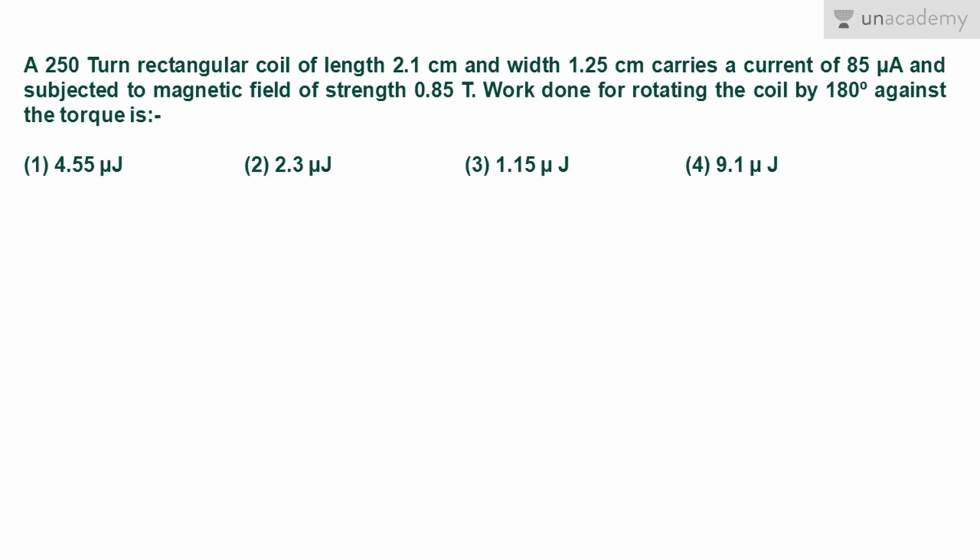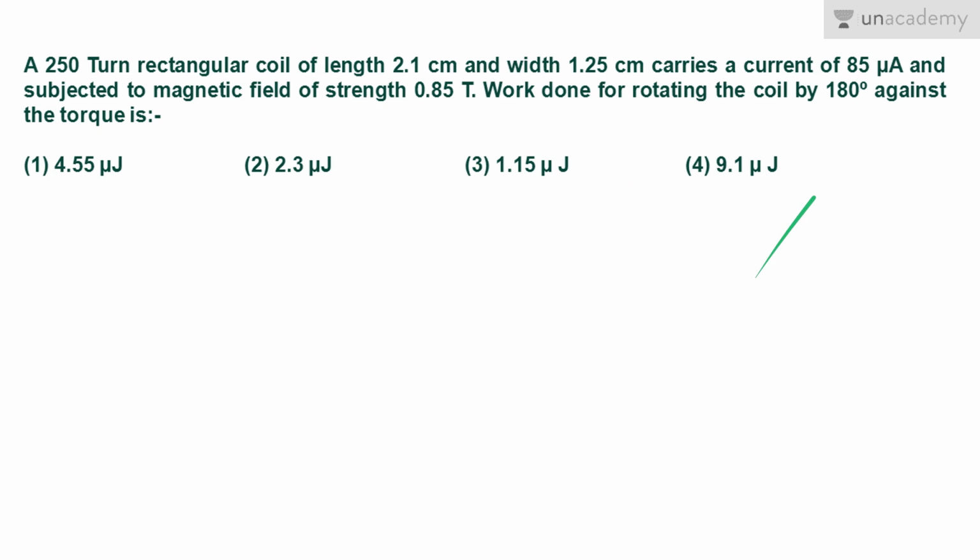A 250 turn rectangular coil of length 2.1 cm and width 1.25 cm carries a current of 85 microampere and is subjected to a magnetic field of 0.85 Tesla. The work done for rotating the coil by 180 degree against the torque is. Okay, so four options are given.